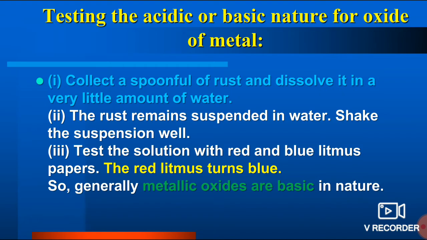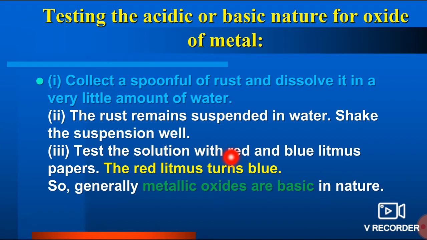So how are we testing the acidic and basic nature of oxides of metals? What can we do for that? We need to collect a spoonful of rust, and dissolve that rust in a small amount of water. You know that it will not mix easily, so we need to shake the suspension well so that it mixes well into the water. And in that solution where we have dissolved the rust, we will check with red litmus paper, and we'll see that the red litmus paper turns blue in color.